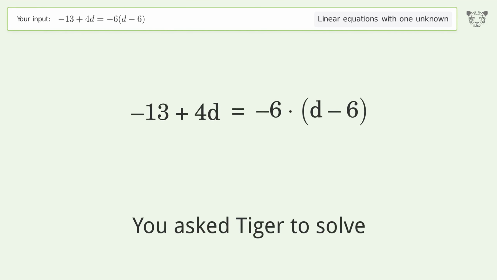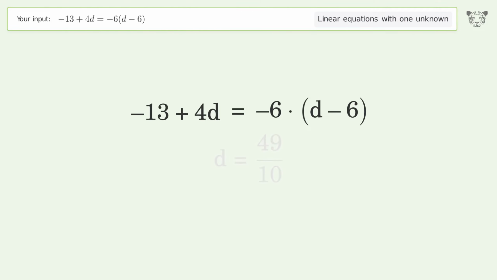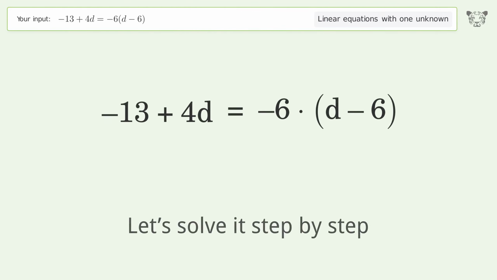You ask Tiger to solve this. This deals with linear equations with one unknown. The final result is d equals 49/10. Let's solve it step by step.